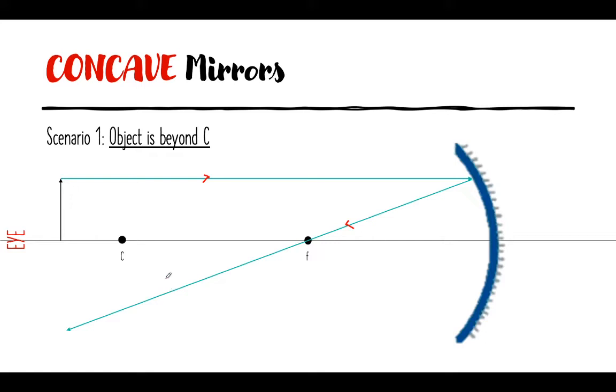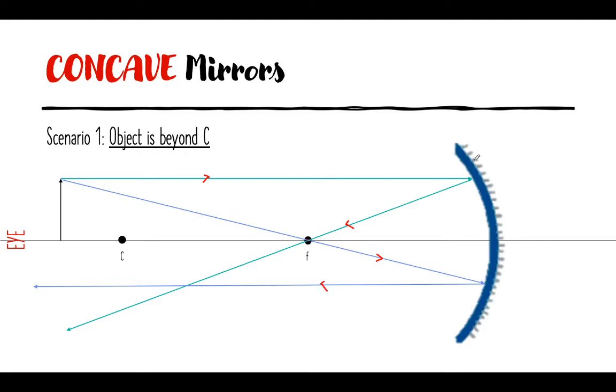After I've done that, I'm going to draw another set of lines. I'm going to start at the top of my object, line up my ruler through F, and then hit the mirror. So my next line starts at the top of my object and goes all the way towards F, through F, hitting the mirror, and then it's going to come back, but this time it's going to come back parallel to the principal axis. So it's going to come back this way.